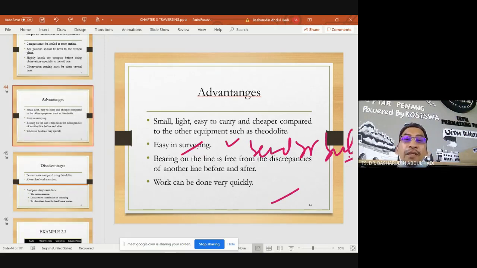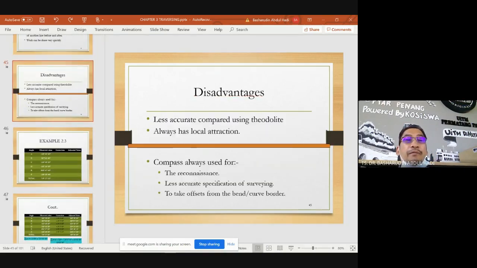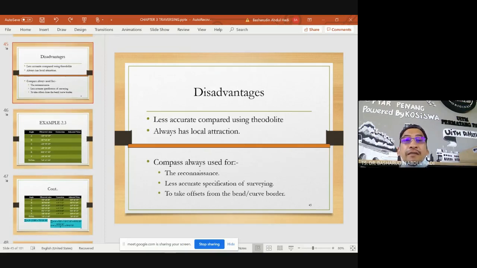A compass is small, light, easy to carry and cheaper compared to other equipment such as a theodolite, and easy in surveying. A bearing on the line is free from discrepancy of another line before and after. Work can be done very quickly. But remember the disadvantage of the compass is less accuracy compared to using a theodolite, and it always has local attraction. Compass is always used for reconnaissance, less accurate surveying, to take offset from the bend or the curve.